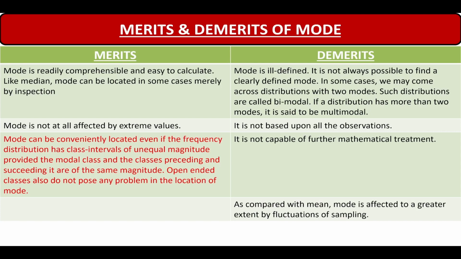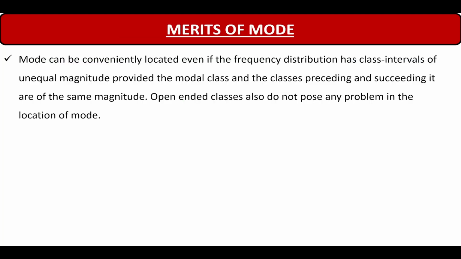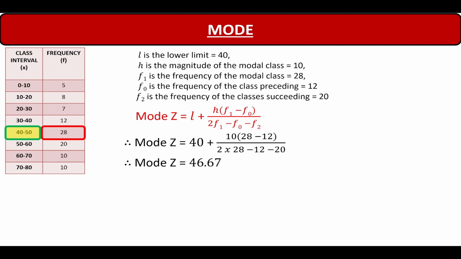Coming to the third merit of mode, mode can be conveniently located even if the frequency distribution has class intervals of uneven magnitude, or they might be open-ended classes also. It doesn't cause any problem for mode. Let me explain this with the formula that we use for mode.